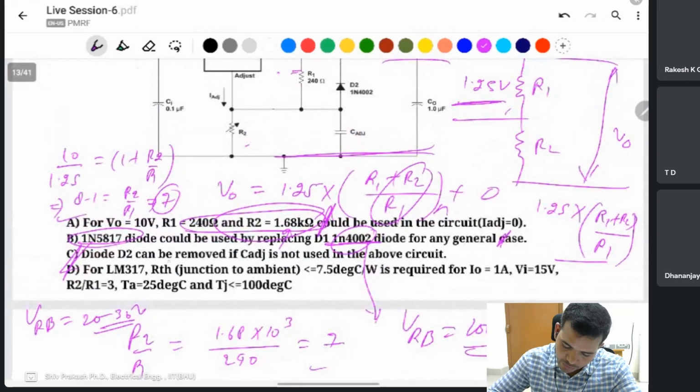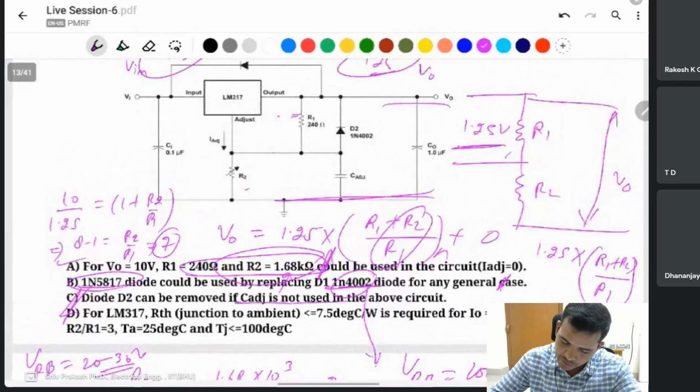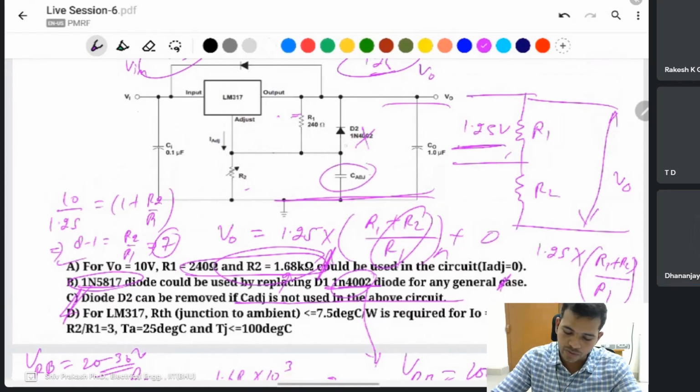Diode D2 can be removed if C adjust is not used in the above circuit. Yeah, you can remove this one. It is not required to discharge this one.